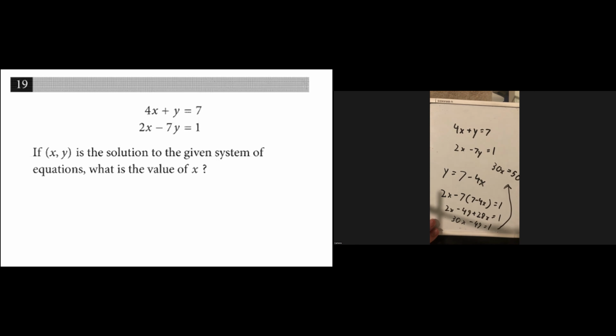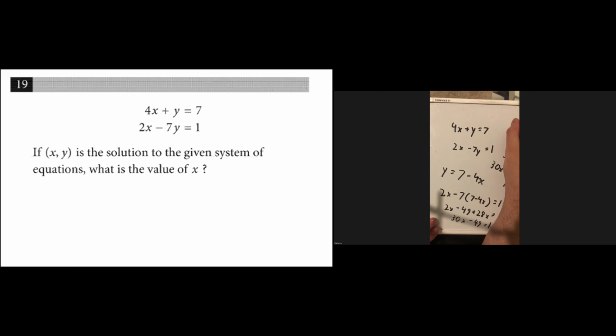And now we do 50 over 30 equals x. And this question asks, what is the value of x? Well, 50 over 30, since there's a 0 on both, you can cross out the zeros. So that's 5 over 3. And so for this one, the accepted answers are 5 over 3, 1.66, or 1.67. In this case, it's generally easier to write fractions. So 5 over 3.